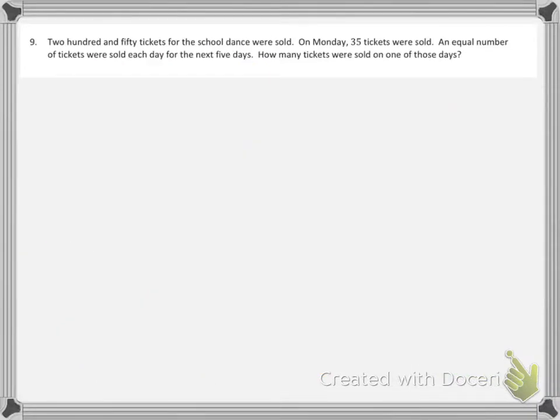Exercise 9. 250 tickets for the school dance were sold. On Monday, 35 tickets were sold. 35 on Monday, plus an equal number of tickets were sold each day for the next 5 days. So I don't know how many tickets were sold, but I know it was 5 days of the same amount. So that's 5 times x. And then that's equal to the 250. Okay, so there is our equation.